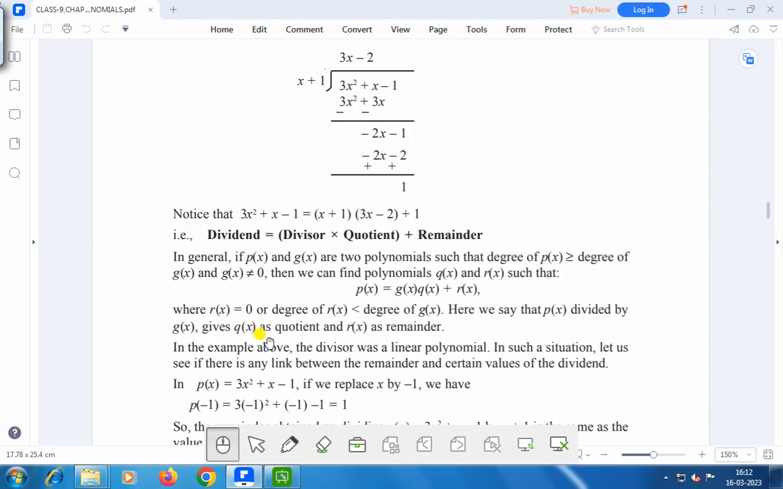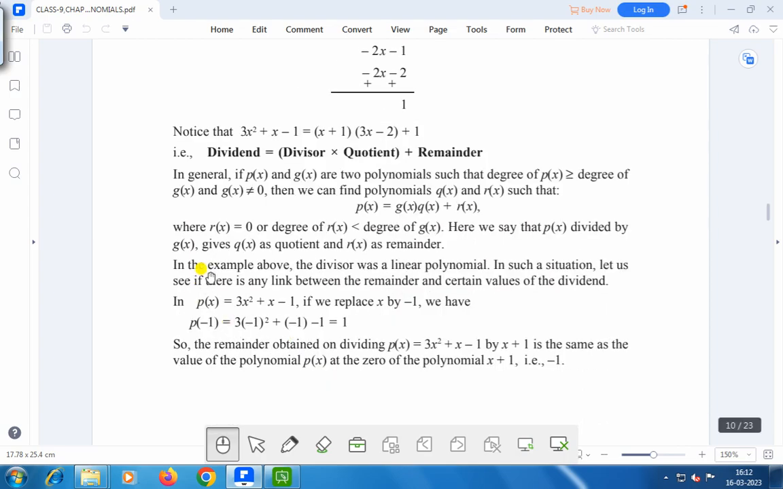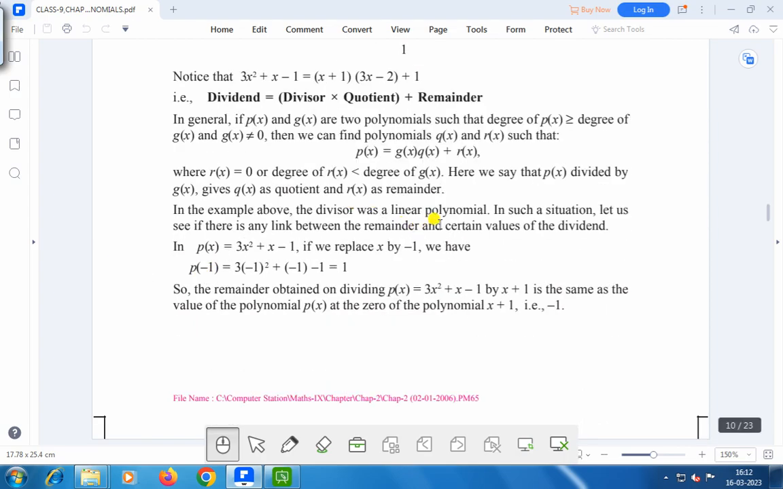We say that p(x) is divided by g(x), which gives q(x) as quotient and r(x) as remainder. In the example above, the divisor was a linear polynomial. In such a situation, let us see if there is any link between the remainder and certain values of the dividend. In p(x) = 3x² + x - 1, if we replace x by -1, we have p(-1) = 3(-1)² + (-1) - 1, that is 1.